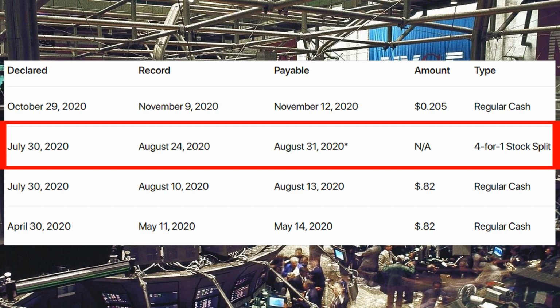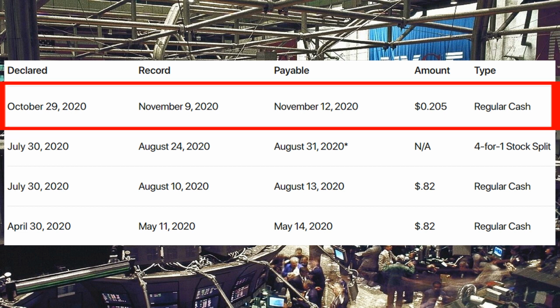Now, on July 30th, they also declared that they were going to have a 4-to-1 stock split on August 24th. So what this means is they're going to divide the dividend by 4 from that 4-to-1 stock split. So on October 29th, they declared that they were going to record a 20-cent dividend on November 9th and have that payable on November 12th to you as an investor. So what that means is that if you owned Apple in July when it was $400 a share, you would get 82 cents of a return.